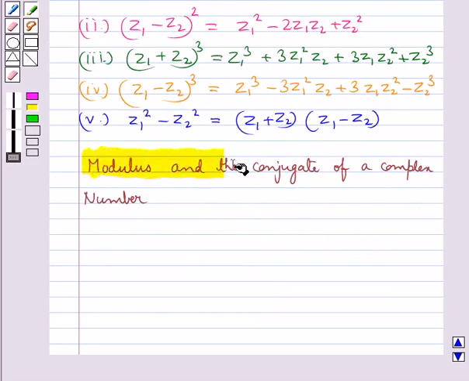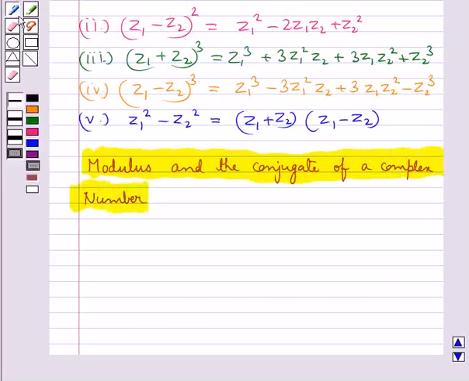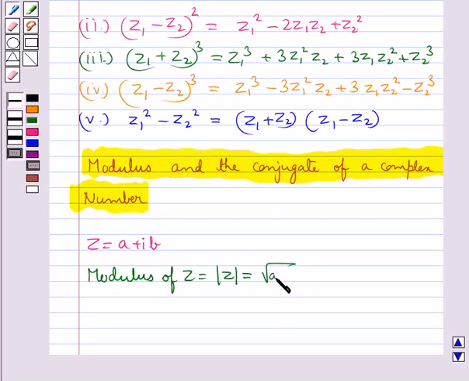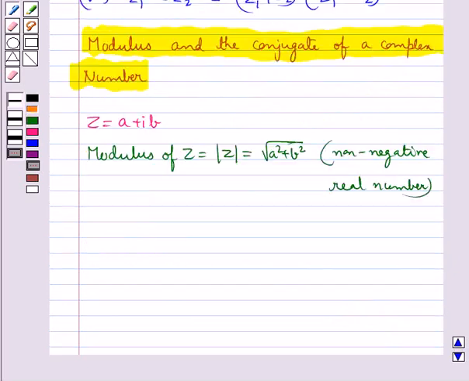Next, we discuss modulus and the conjugate of a complex number. Consider a complex number z equal to a + ib, then modulus of z is denoted by |z|, and this is equal to square root of a square + b square, which is a non-negative real number. Then the conjugate of the complex number z is denoted by z bar, and this is equal to a − ib.